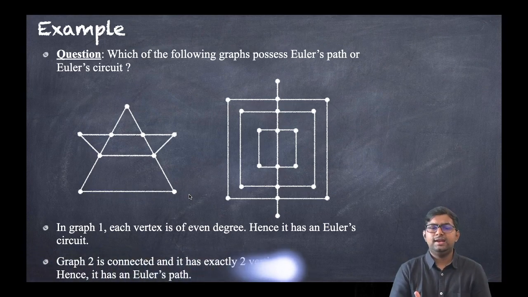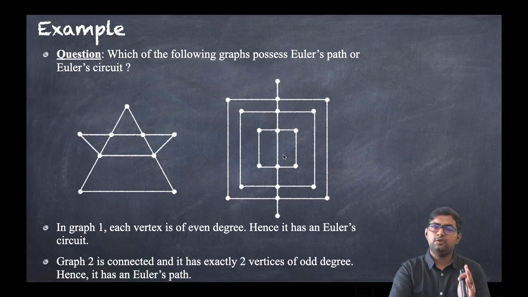Okay. Now in the second example, you can see that this graph 2 is connected and it has exactly 2 vertices of odd degree. Which are they? The first one and the last one. They have degree 1. Fine. So they are 2 vertices of odd degree. So we can say that it has an Euler's path but not a circuit.